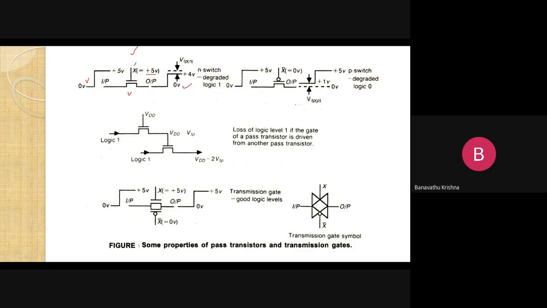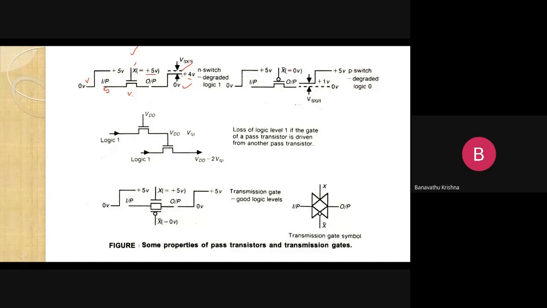Suppose here 5 volts is going to be applied at the input, and at the gate we also apply 5 volts. Let us see the output response: here plus 4 volts. From this point to this point the level is going to decrease. So 1 volt from 5 volts is going to be lost, and finally we get 4 volts at the output of this NMOS pass transistor, right?